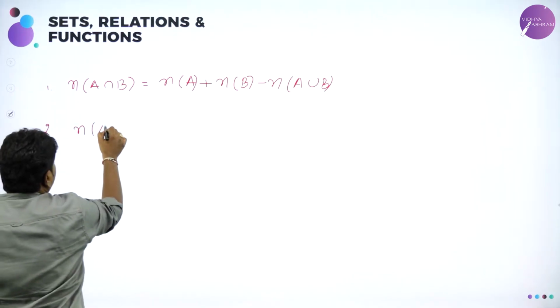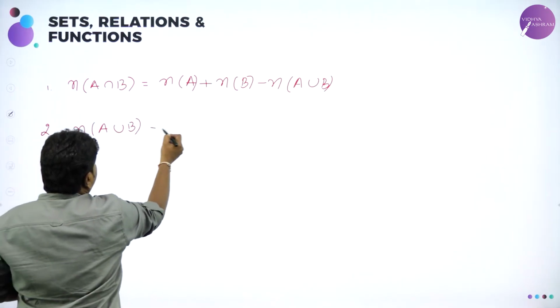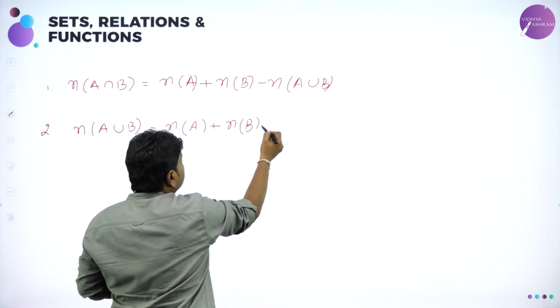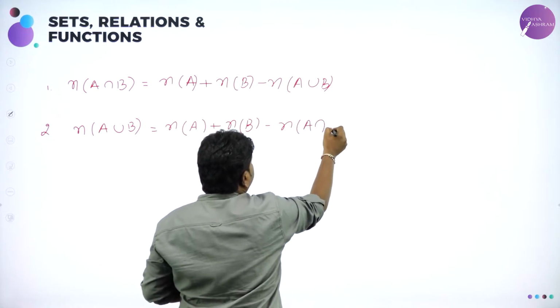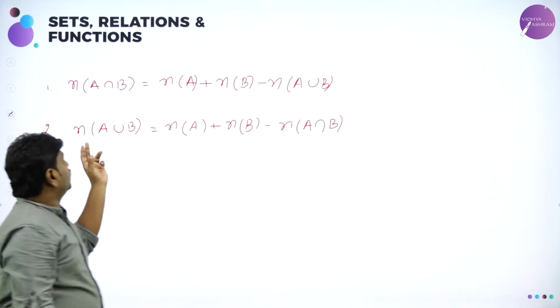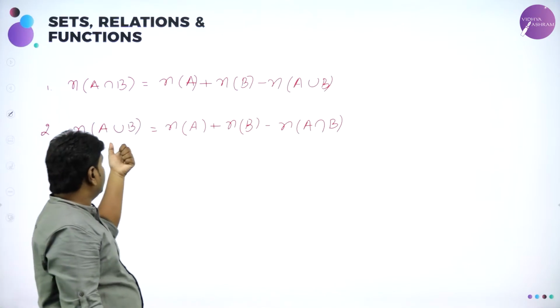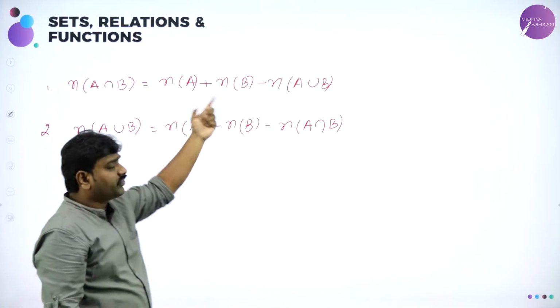Similarly, one more relation. The second one, n of A union B. What is n of A union B? N of A union B is n of A plus n of B minus n of A intersection B. If you know intersection, you can find union. If you know union, you can find intersection.